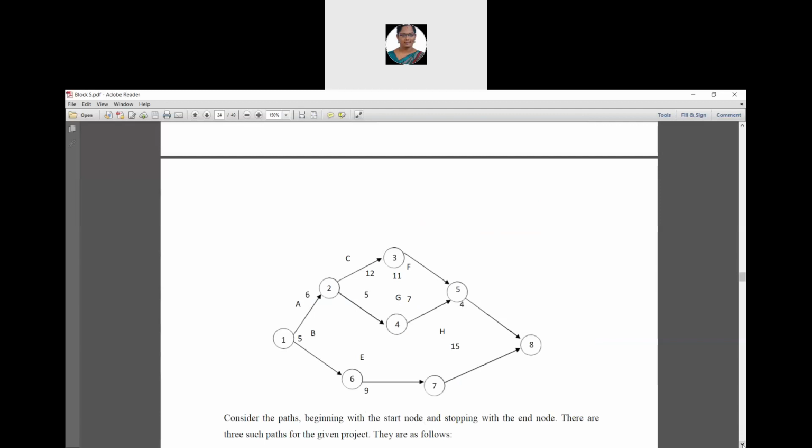Then draw a project network diagram by using the time duration values. So draw a path between 1 and 2. Its time duration value is 6, and its activity name is A. Draw a path between 2 and 3. Its activity name is C, and its time duration value is 12. And draw a path between 2 and 4.